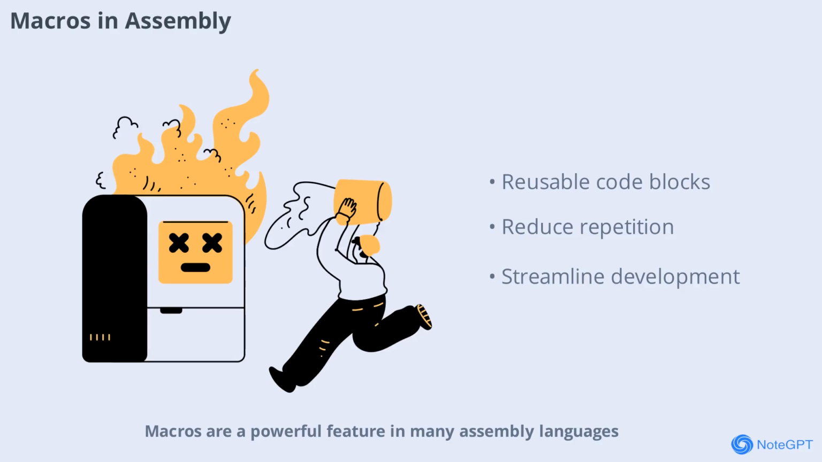Macros are a powerful feature in many assembly languages. They allow programmers to define reusable code blocks that can be inserted into the program wherever needed. Macros help reduce repetition and make code easier to maintain. When the assembler processes the code, it replaces each macro with the corresponding set of instructions, streamlining development.